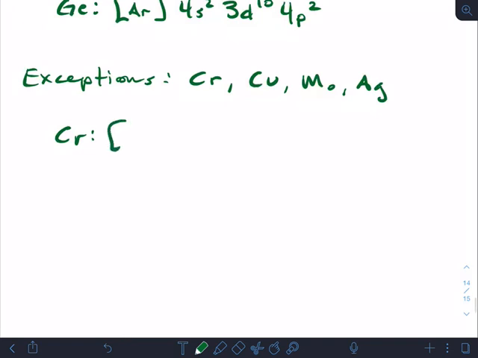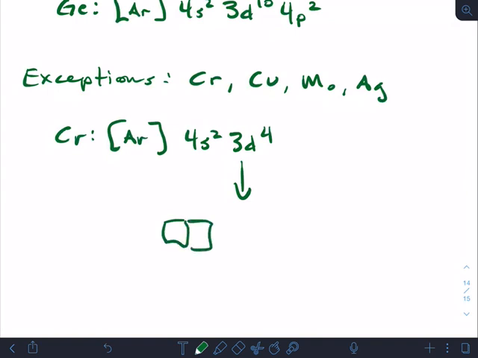If I were to do, as I've been instructing you so far, if I write the electron configuration for chromium, I would say argon, and I would say 4s2, 3d4. Okay? Now there's a little problem, because if I take this and I break it into boxes, let's say I make a box for each orbital. 3, 4, 5. Okay? So these are my d orbitals.